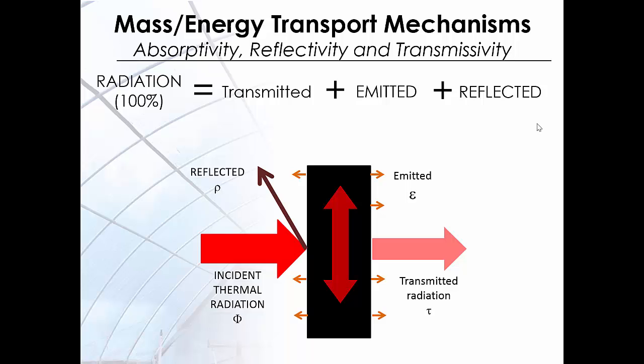If we define the reflectivity with rho, emissivity with epsilon, and the transmissivity with tau, and assuming that the incident radiation is 100%, then the energy balance is simplified using this following equation. Within a greenhouse environment, the opaque structural parts of the greenhouse mostly emit in the thermal waveband, even if they absorb other wavebands provided by solar radiation, for example.